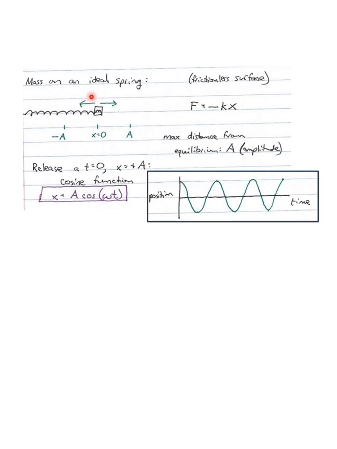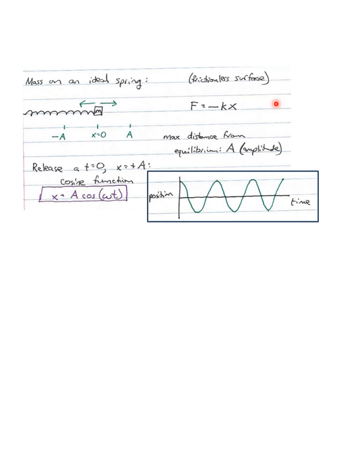So it's going to go as far to the left as negative A and as far to the right as A. And remember, when we're dealing with a spring, there's a restoring force known as Hooke's law. The force is negative kx. k is the spring constant.